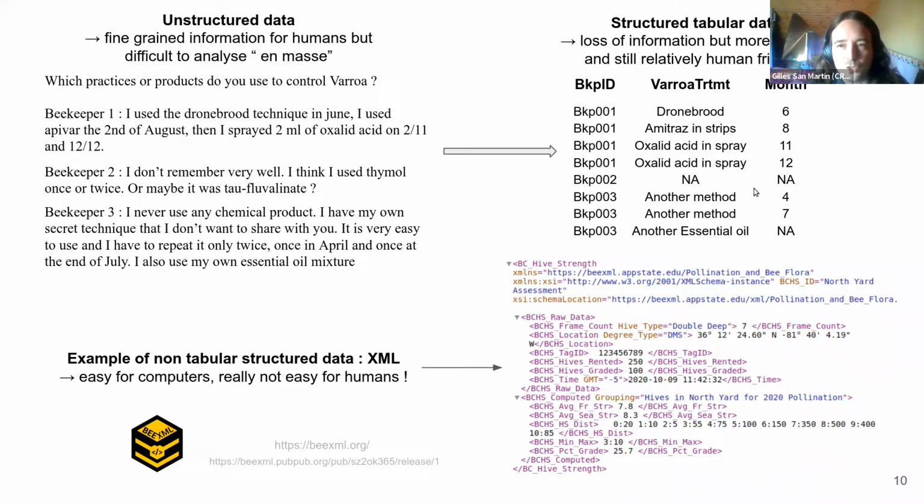This is structured, in a tabular format, but it is still relatively human friendly. A human can quite easily understand what is in this table. Here under, you have another example of structured data, but it's not tabular, it's an XML format, also dedicated to bee data. You can see that it's extremely structured, but for humans it's already a bit more complicated to understand the exact structure. So again, in this workshop, we are not going to speak about this kind of structured data. We are really concentrating on tabular data.